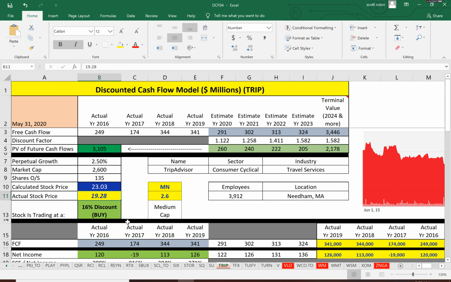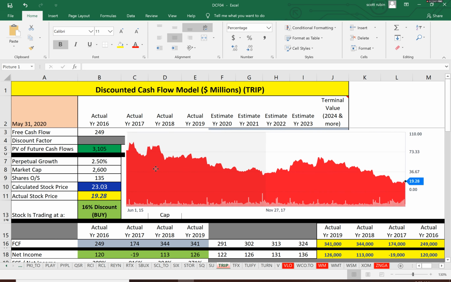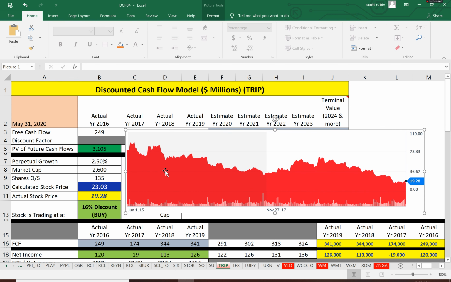And it's trading at $19. So we consider this a buy. It's trading at a 16% discount. Not a huge discount, but it is a discount nevertheless.